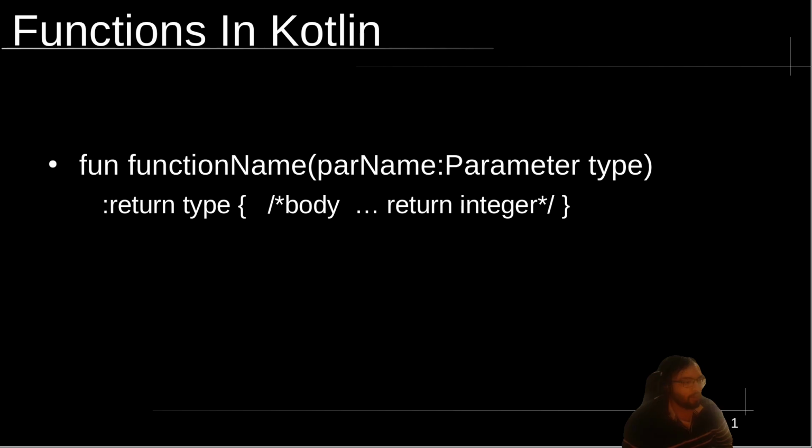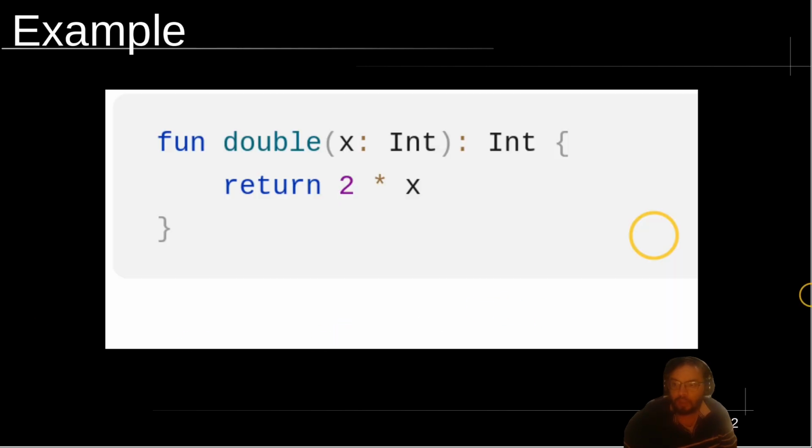So it's a parameter name and the parameter type. This could be like integer, boolean, float, and such. And also the return type. It can be like an integer here. And this is our example.